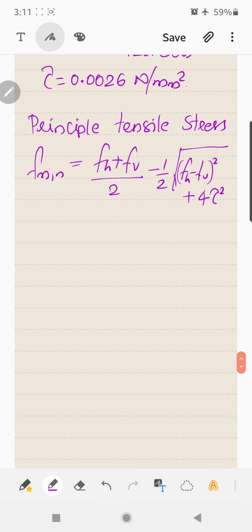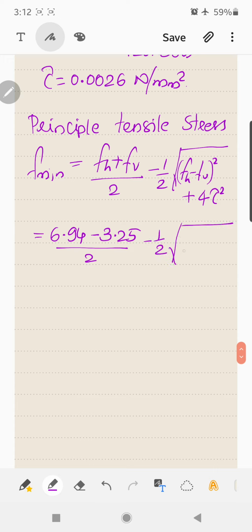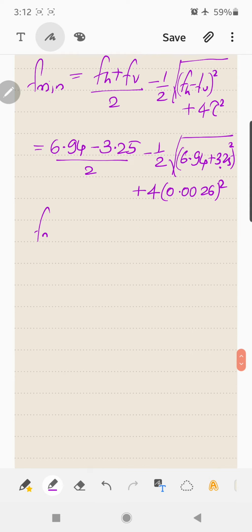So if you substitute here, it is (6.94 minus 3.25) divided by 2 minus 1 by 2 root of (6.94 plus 3.25) square plus 4 times 0.0026 square. So if you calculate, you will get the F minimum value as minus 3.25 Newton per mm square.